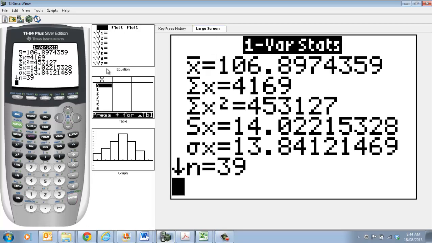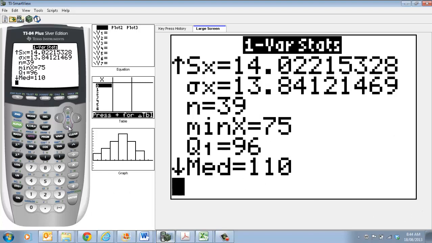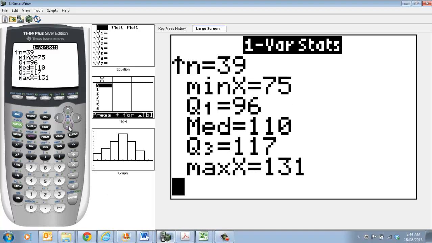What it does there, it will work out my mean value, which is my x bar. It tells me that all my values add up to that value there. I've got my sample standard deviation there of 14.0. In my data set, I've got 39 values. I've got my minimum value there, my Q1 value, my median value, my Q3, and my max value. So I don't really have to calculate those. I've got a calculator that will do that for me, which is really fantastic.